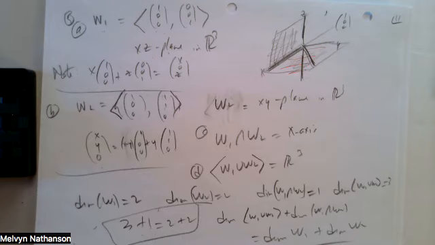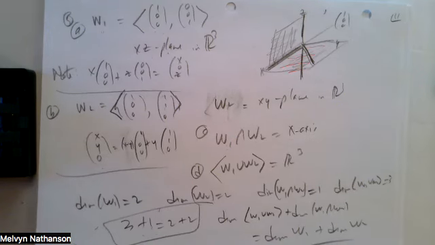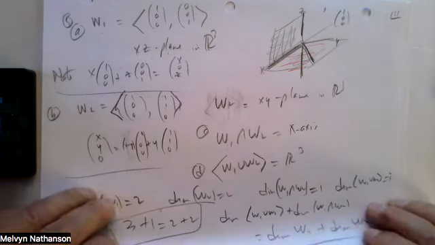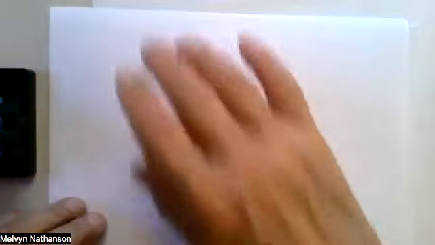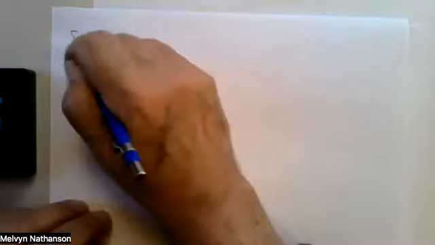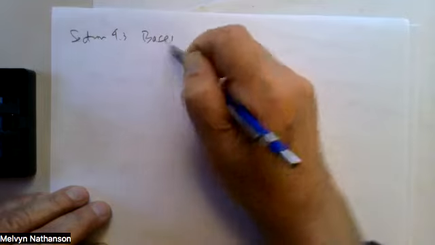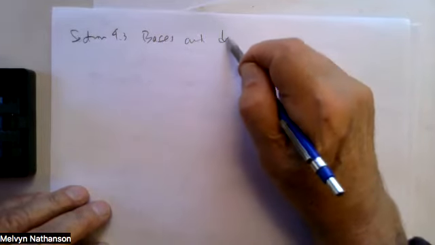Okay. So let me go back and look again at some of the theorems in this section that we used here. So this is a section with a lot of meat. This is section 4.3 on bases and dimension of subspaces.